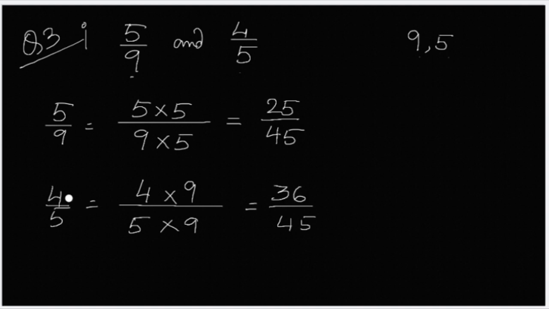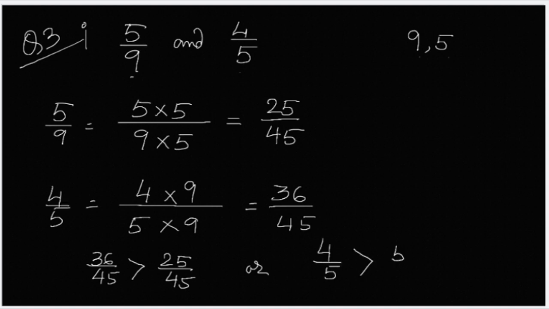Now see, both of them have the same denominator. So the one with the greater numerator will be the greater fraction. So 36 by 45 is greater than 25 by 45, or 36 by 45 means what? 4 by 5 is greater than 5 by 9. This is your answer.